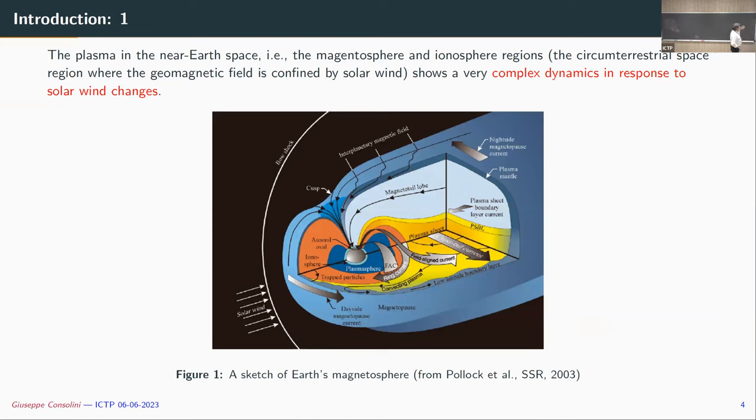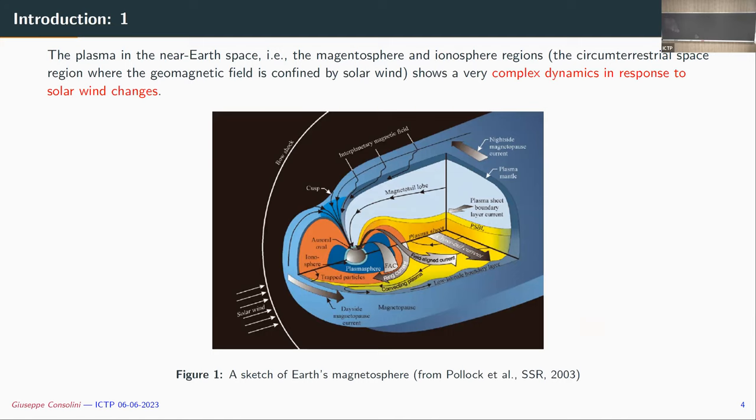So, the near-Earth space is extremely complex. It's a region of space which consists of many different units, in terms of currents and regional plasmas characterized by different features, and which responds essentially to the external driver, the solar wind, in a way that is not always the same. So we do not have a complete understanding of the details of the interaction between the solar wind and this system.